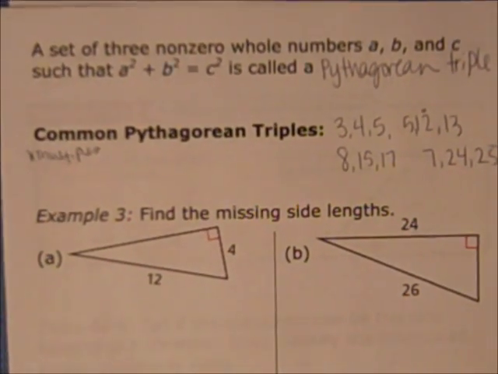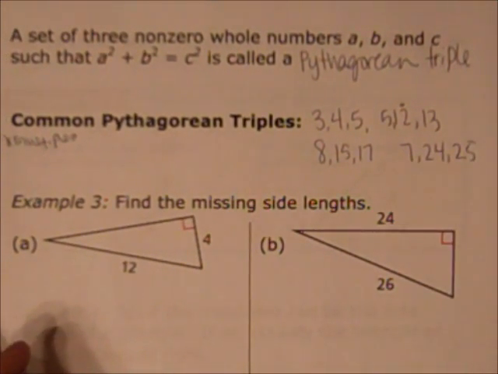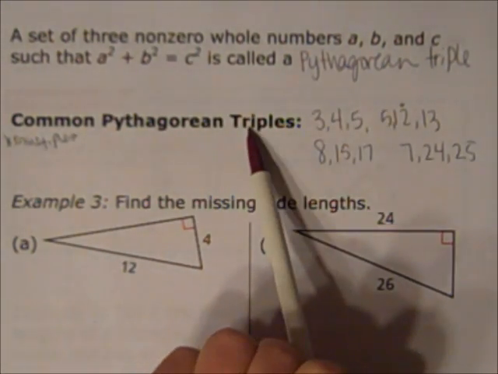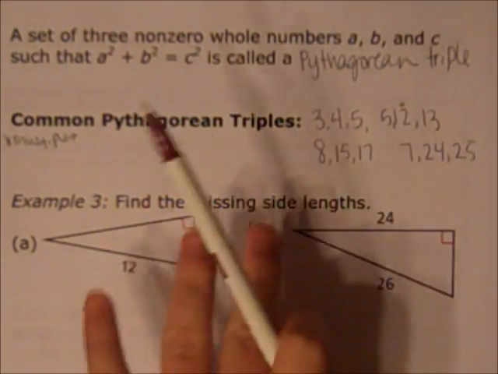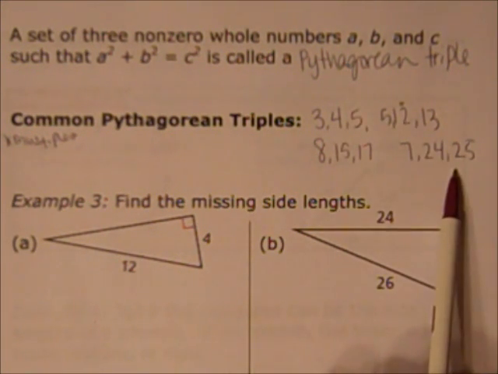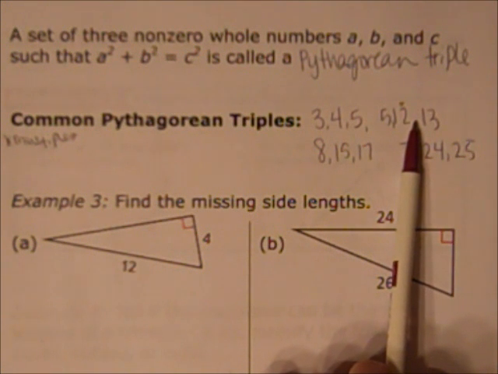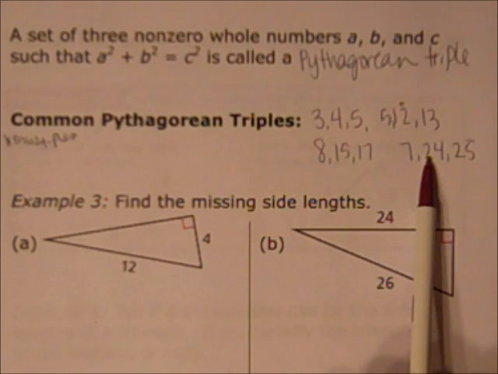Alright, a set of three non-zero whole numbers, a, b, and c, such that a squared plus b squared is equal to c squared is called a Pythagorean triple. All this means is that a Pythagorean triple is three good whole numbers that work out for the Pythagorean theorem. And if you can memorize some of these, that will save you a lot of work down the road. So here are the four most popular: 3, 4, 5; 5, 12, 13; 8, 15, 17; and 7, 24, 25.